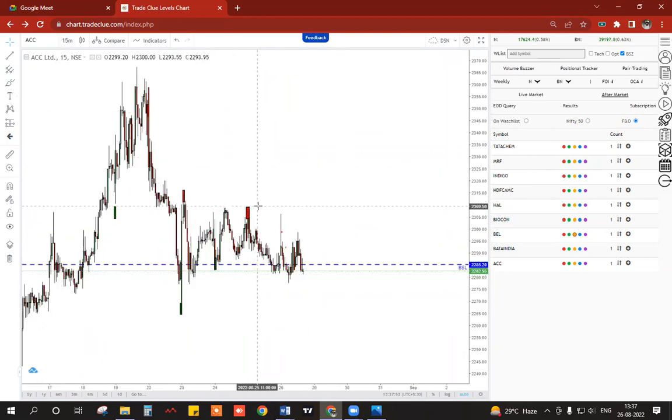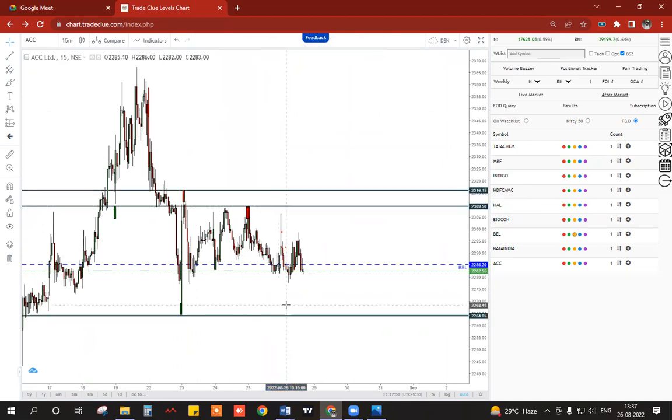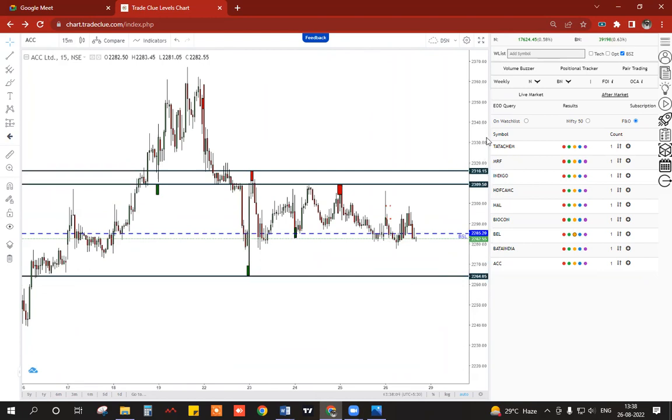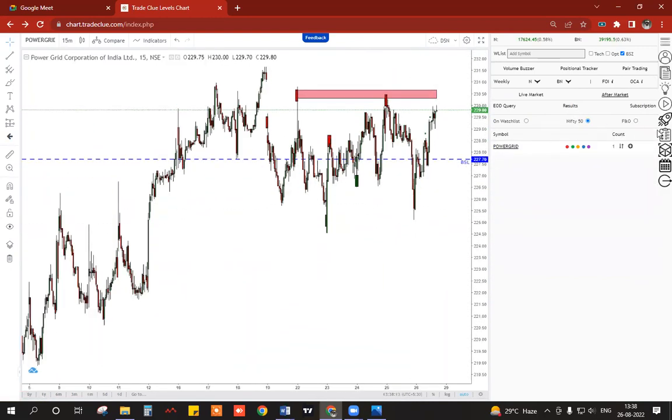Now we know that there is one red box above here. As I said, just mark the lines or note down the levels. Now today it has already opened within the range, so today also it is range bound. So from the breakout structures, how many stocks did we get? I guess Power Grid also was range bound.